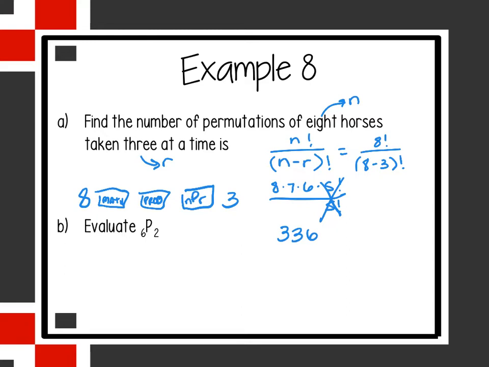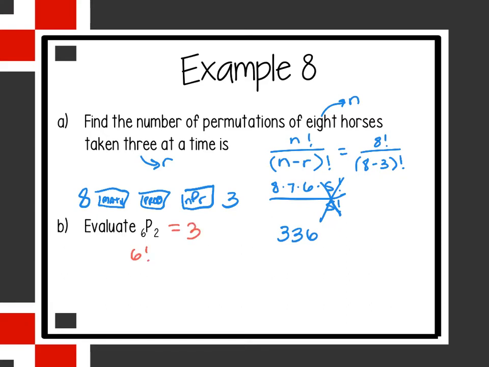So these could be on either the calculator portion or the non-calculator portion, depending on how big those numbers are. Just be prepared to do both. Okay, B says flat out evaluate 6P2. So I'm gonna go to the math menu, over to probability, down to nPr, I'm gonna hit 6, go over to 2, that's 30.